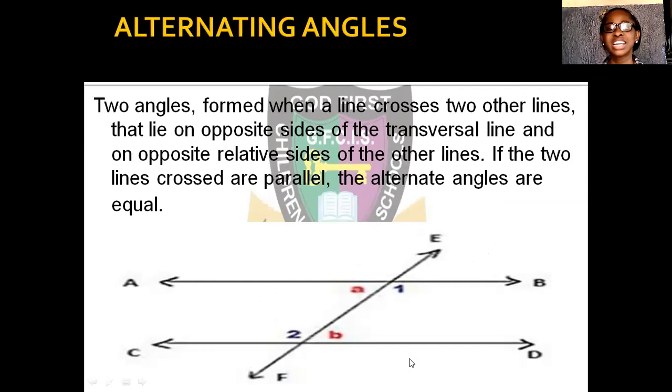We have alternating angles. Alternating angles are formed when a line crosses two other lines and lies on opposite sides. Let me take that again. When two parallel lines are on their own, I know the parallel lines can never meet, and another line crosses them to form a transversal line. The angles opposite each other across the transversal line are called alternating angles.